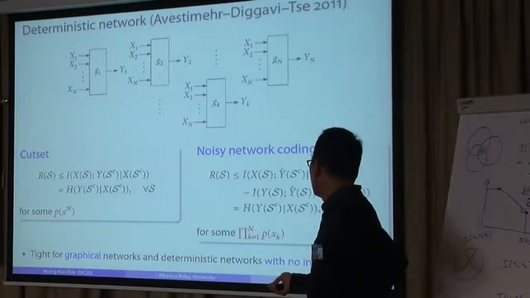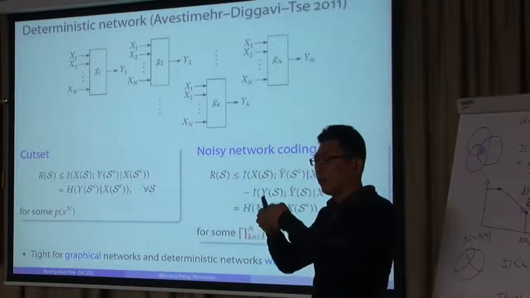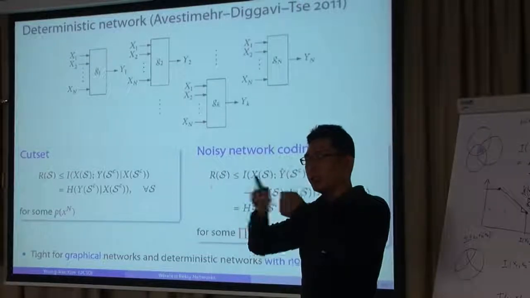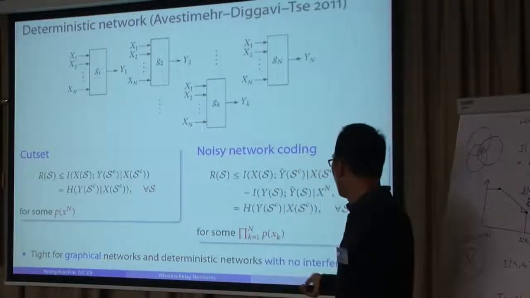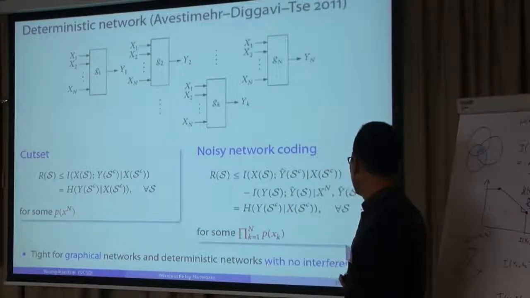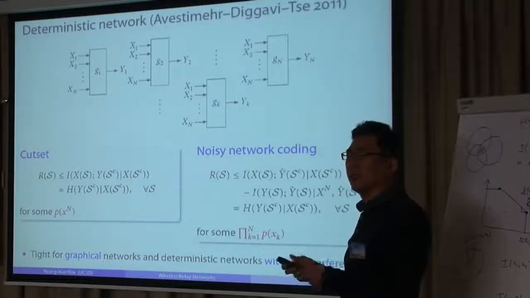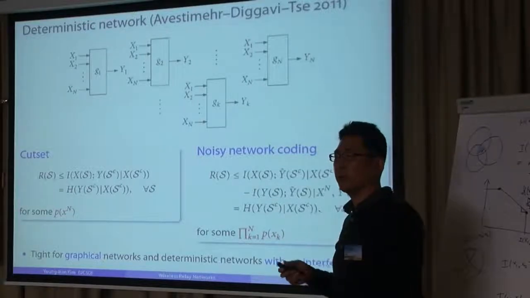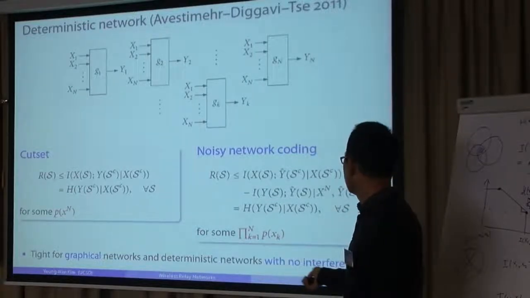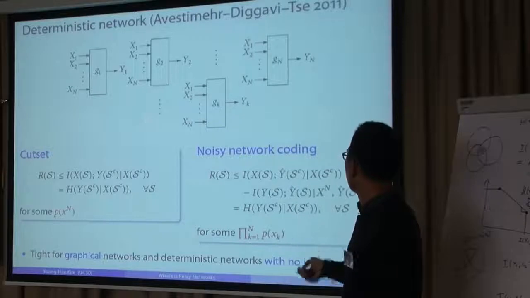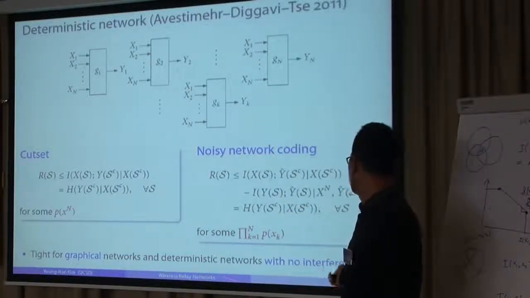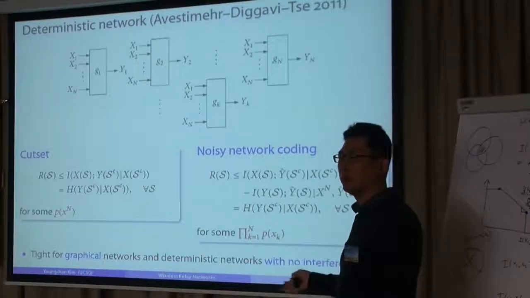Right? And that's true for graphical networks, which model wireline networks. Every node-to-node link is orthogonal to the others, so the network doesn't have any interference, and we still don't have to take any joint distribution. The product distribution suffices. So for these two examples, we have established the capacity region. And of course, all these results are not new results.